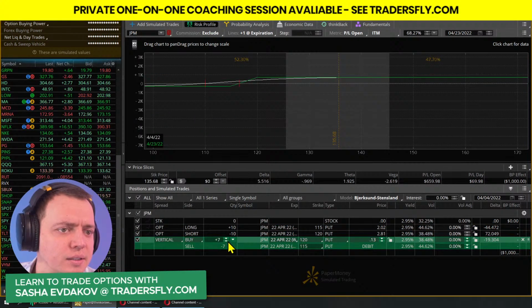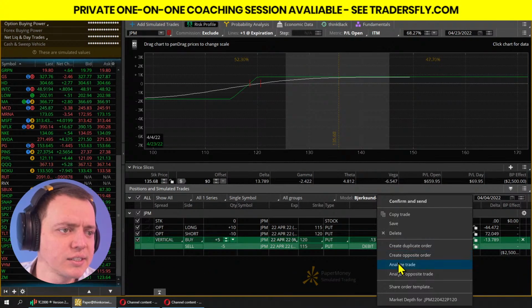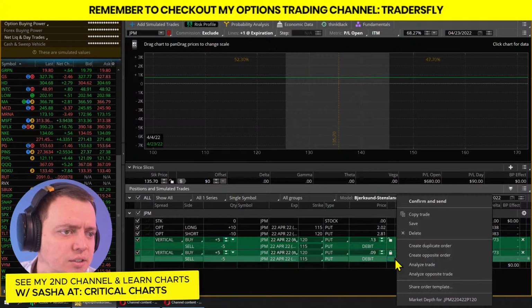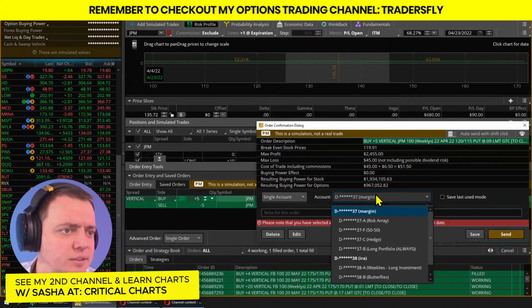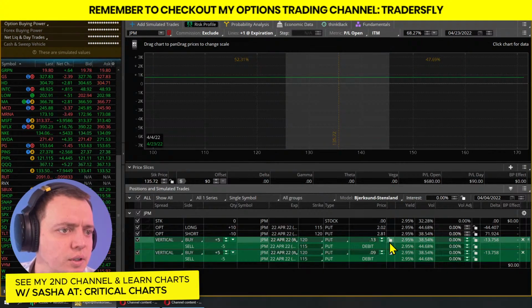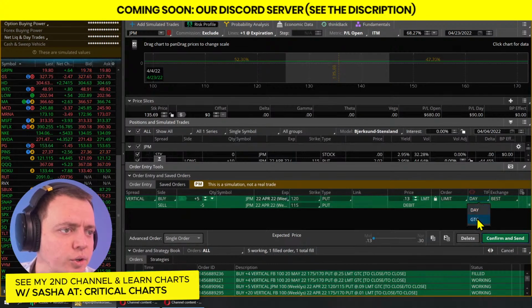we'll do it maybe in lots of 5 right here. So 13 cents, and then maybe do another one at 9 cents. We'll set this one up, good till cancel. We'll do long portfolio, and this one will just close out. Create duplicate order, good till cancel.